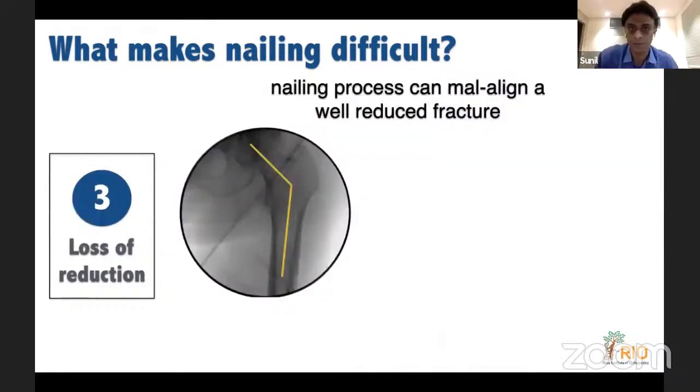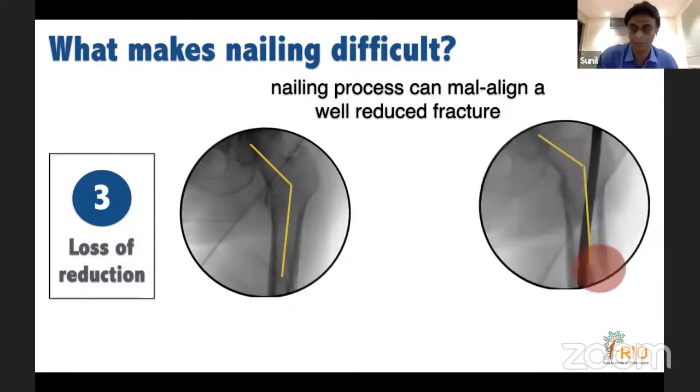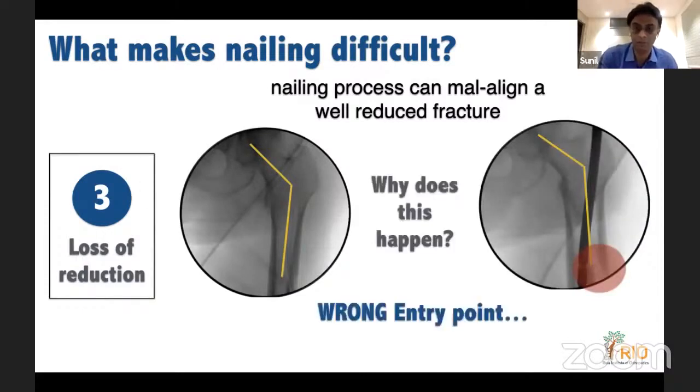And the third problem is the nailing process as such can malalign even a well-reduced fracture. So if you look at this example, it appears to be well reduced on the AP view, but your nail entry can actually mal-reduce it. This happens because of a mismatch in the angle between the nail and the neck shaft angle. And when that happens, you will shift the proximal fragment into varus, causing a mal-reduction. So a lot of things can happen over a nailing of a subtroch fracture that have to be handled.